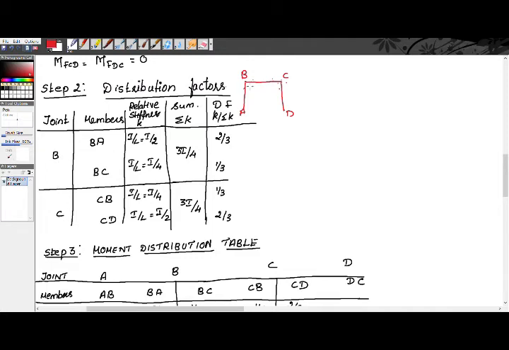At joint B we have the members BA and BC. At C we have the members CB and CD. So now we will find the relative stiffness. We know when the far end is fixed, the relative stiffness is taken as I by L. And when the far end is hinged, our relative stiffness is 3 by 4 I by L. This is about relative stiffness, not absolute stiffness.